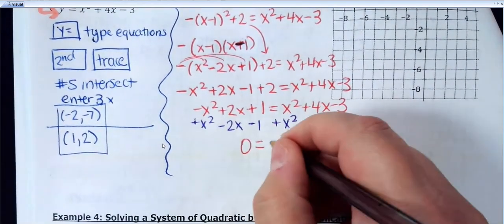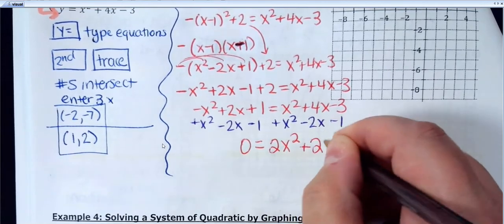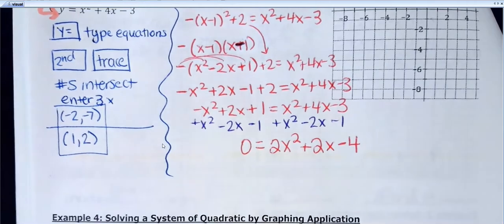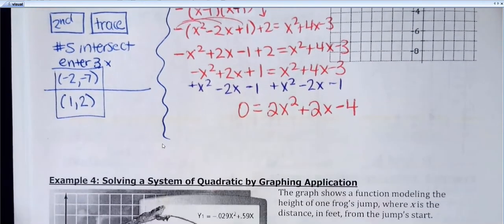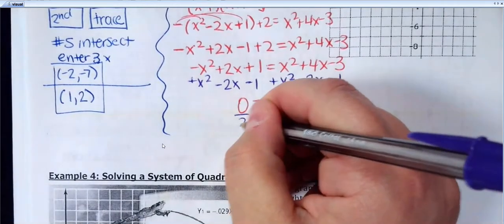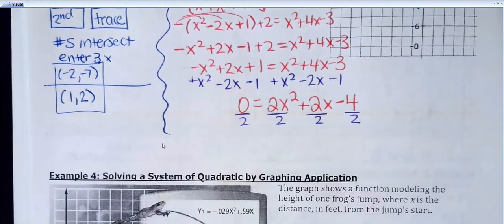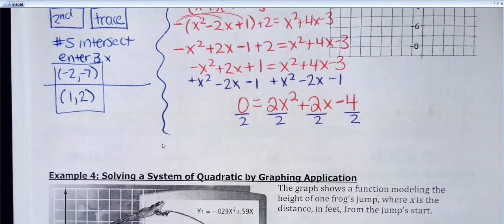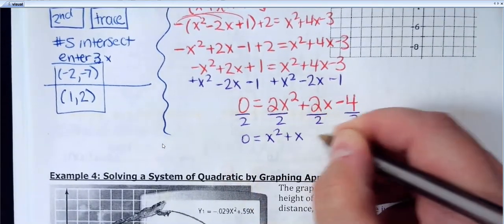Now this becomes 2x squared, and then it's going to be plus 2x minus 4. Okay, what would you do here? Does everybody have anything in common? Yeah, let's get rid of this garbage too. This is making all these terms bigger than they need to be. So you can divide everything by 2. I've got an equation here, including that 0. This is going to stay 0. Then I've got x squared plus x minus 2.